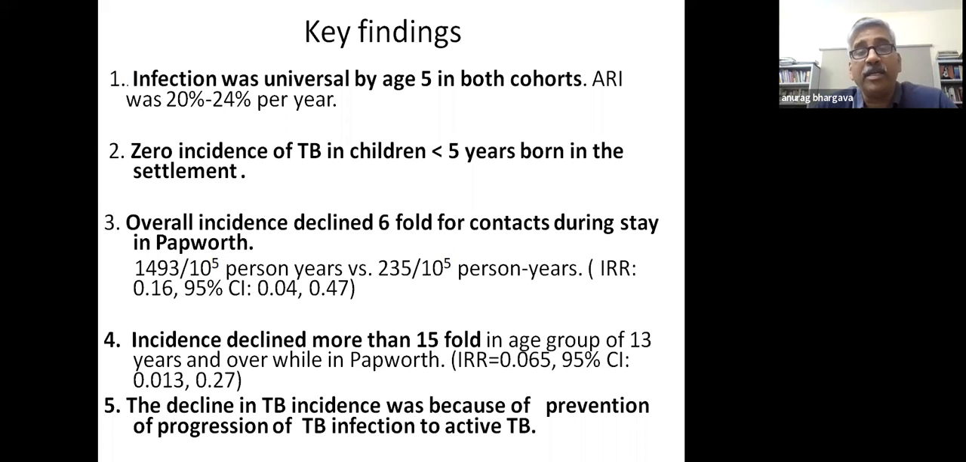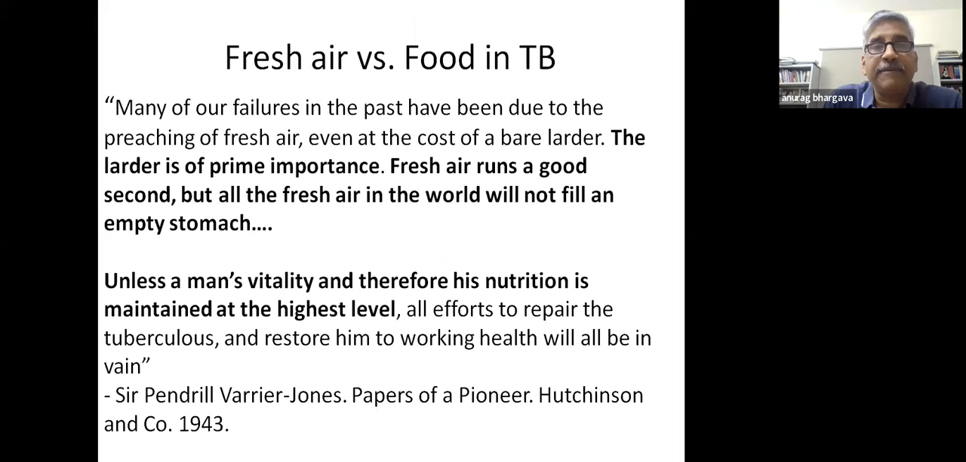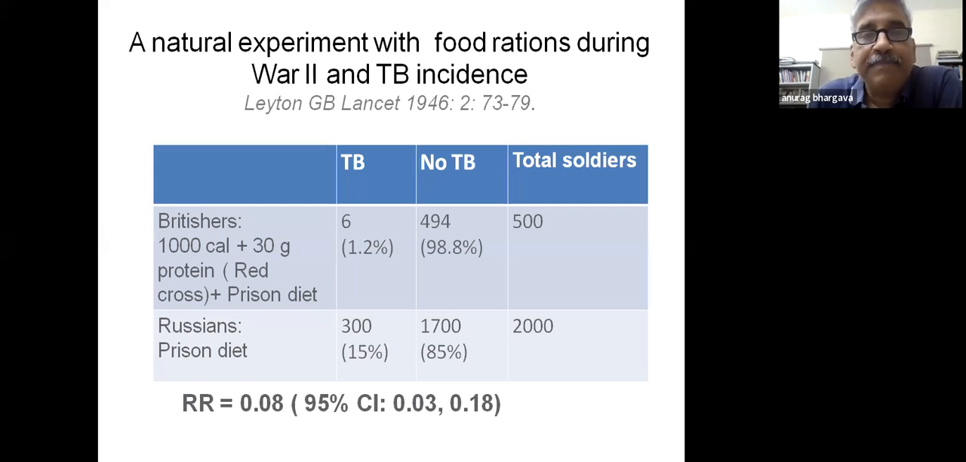And overall, there was quite a dramatic reduction of TB incidence in the contacts when they came to stay in Papworth. And again, because they were already infected, this decline was because of decreased progression to active TB from infection. So this is actually fairly robust evidence from an observational kind of study on the effect of social interventions on TB incidence. And Varrier-Jones said about food and TB versus fresh air, that actually fresh air is the second most important thing, because for protection against disease, nutrition is vital.